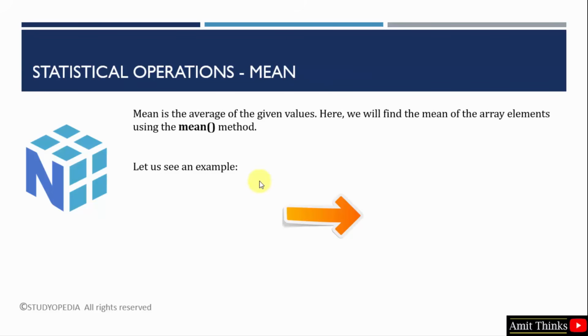Let us begin with the first operation, mean. So mean is the average of the given values. If you have 5 elements, the mean would be the average of those 5 elements. In this case these elements are array elements, and we'll be using the mean method to perform the mean statistical operation on a NumPy array. Let's see.